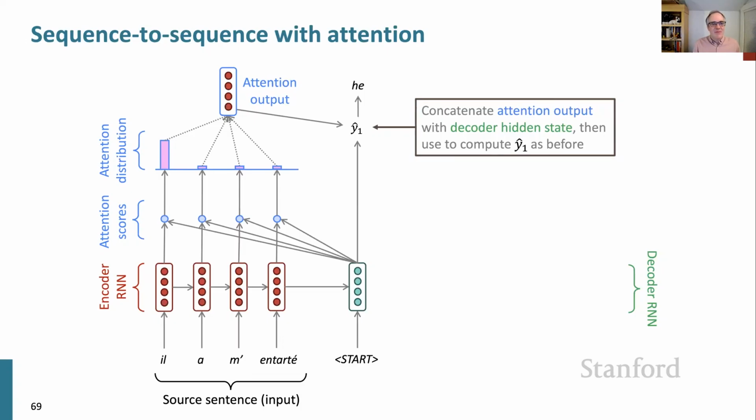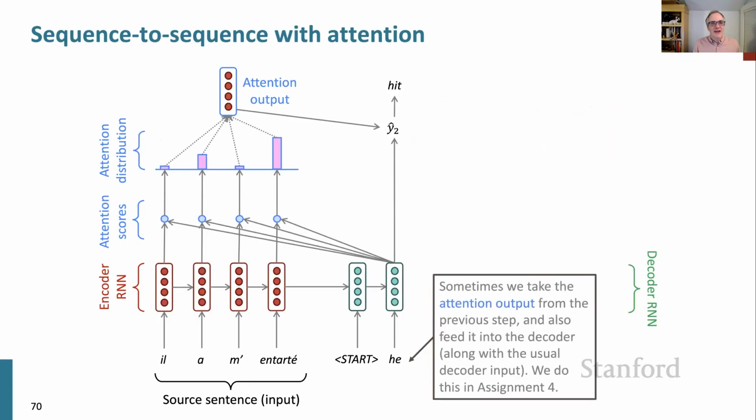And then at that point, we chug along and keep doing these same kinds of computations at each position. There's a little side note here that says sometimes we take the attention output from the previous step and also feed it into the decoder along with the usual decoder input. So we're taking this attention output and feeding it back into the hidden state calculation. That can sometimes improve performance, and we actually have that trick in the assignment 4 system, and you can try it out.